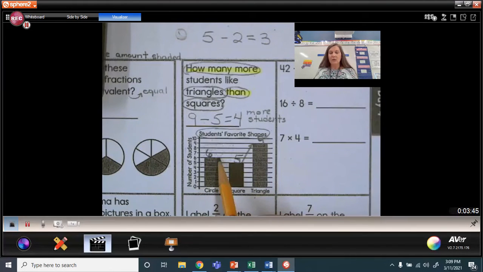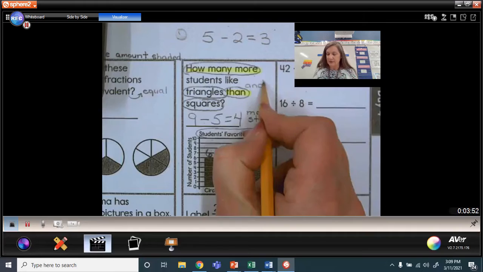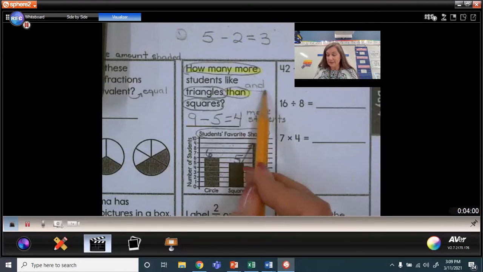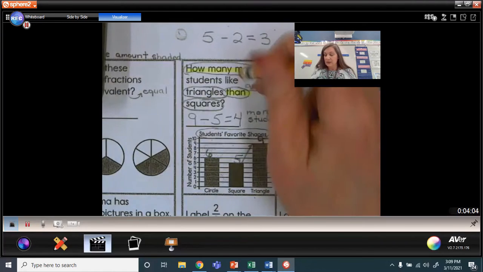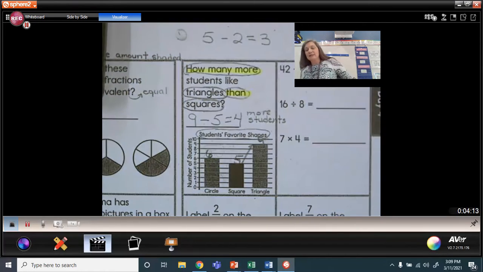Okay? Now, if this was an addition problem, then they would have said and. Okay? It would have been and. And if this was and, then it would be an addition sentence, but it's not. So this is not adding them together. It's not adding the triangles to the squares, okay? You would have to have an and in there.